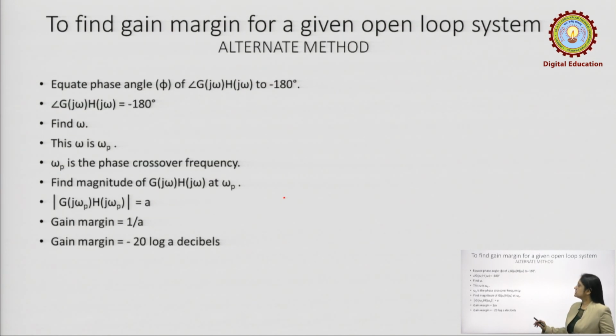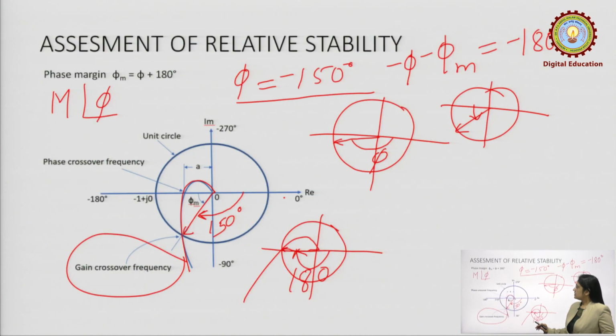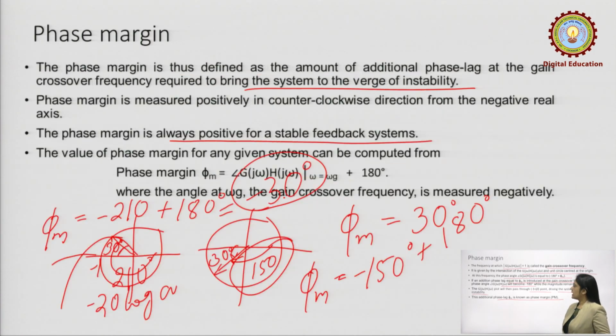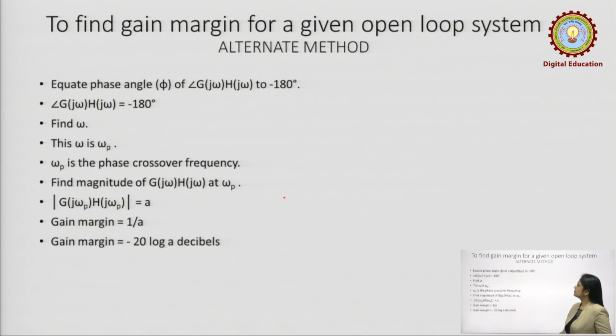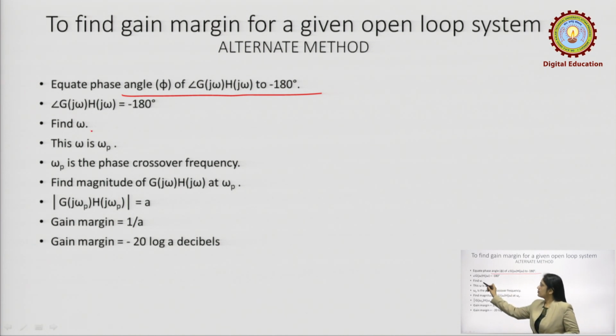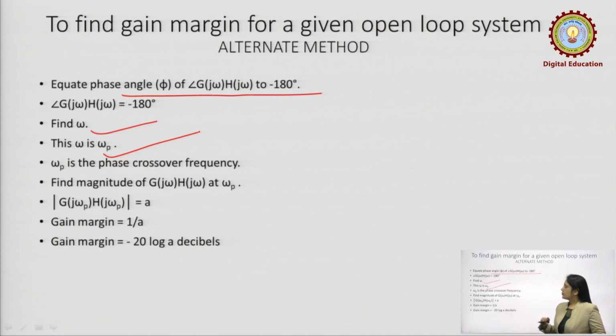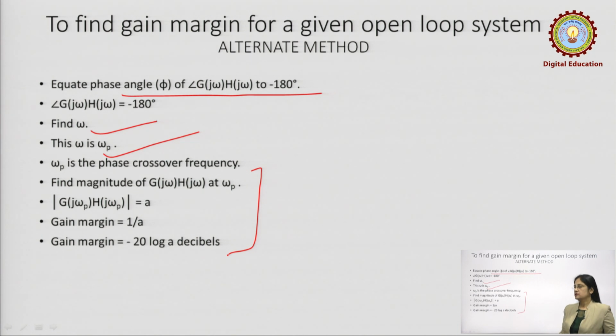An alternate method is, we can see that when the plot crosses the -180 degree axis, at that time the imaginary part is 0, it is having only a real value. So, the alternate method is, equate the phase angle of G(jω)H(jω) to -180 degrees, find ω, and that ω is the phase crossover frequency, and then find the magnitude at the phase crossover frequency. Gain margin is 1/A and gain margin is -20 log A in decibels.